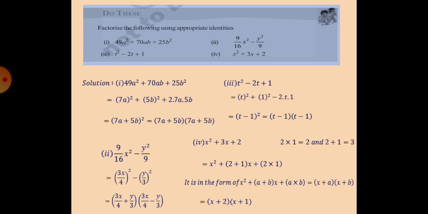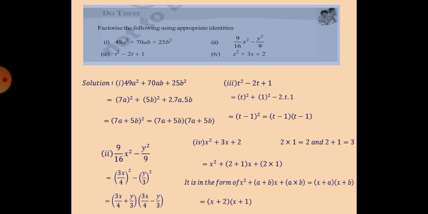Now second one is 9 by 16 x square minus y square by 9. So what we see, 9 is perfect square, 16 is perfect square, x square is perfect square. Now second term, y square is perfect square and 9 is also perfect square. So it is in the form of a square minus b square. So a square means 3x by 4 whole square minus y by 3 whole square.